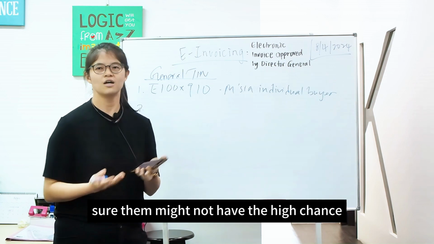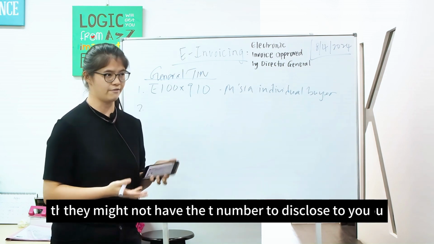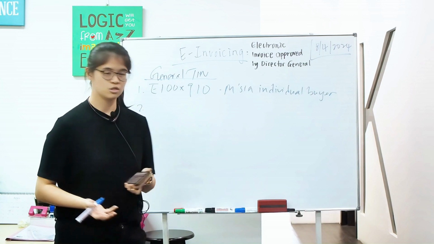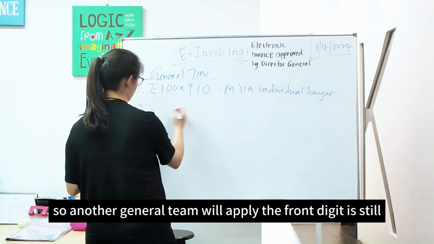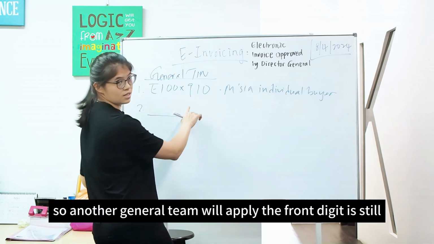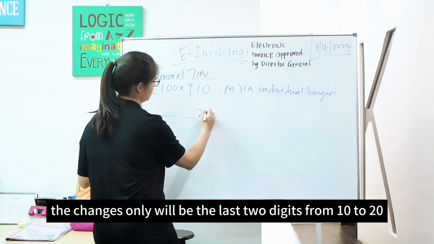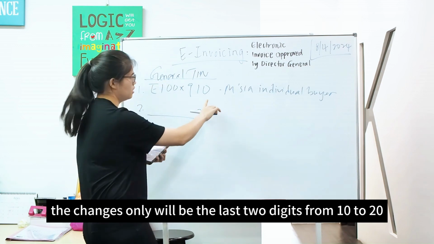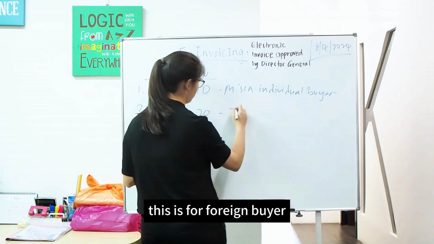The second situation: what if your buyer is a foreigner? Most likely, they might not have a TIN number to disclose to you. So another general TIN will apply. The front digits are still the same. The only change will be the last two digits, from 10 to 20. This is for a foreign buyer.